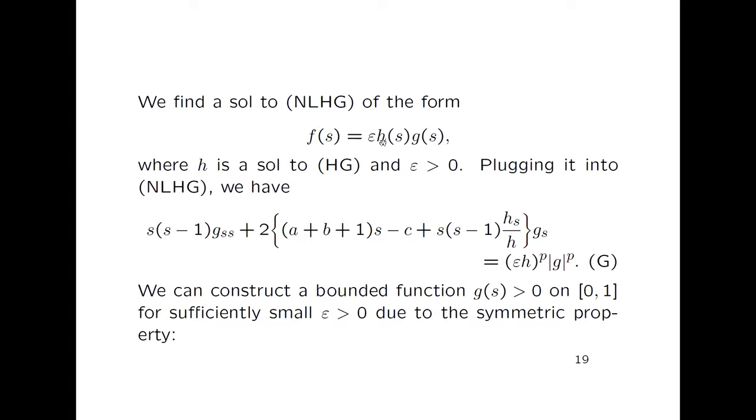Let me repeat an important thing. This epsilon is just a parameter, and this H is a known function. So the only unknown function is G here. So let's rewrite our NLHG as an equation for this unknown function G. Again, let's plug this into the NLHG to induce the equation for G itself. Then we have the equation for G. Let's call it capital G here.